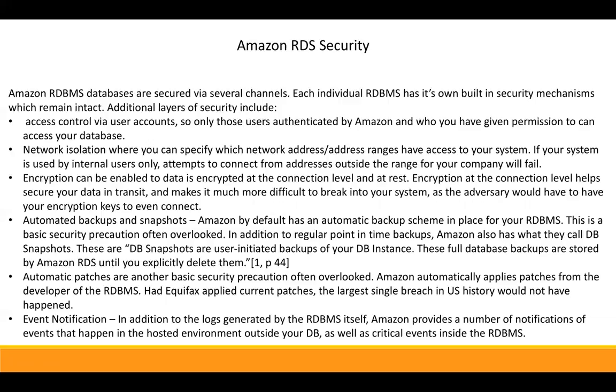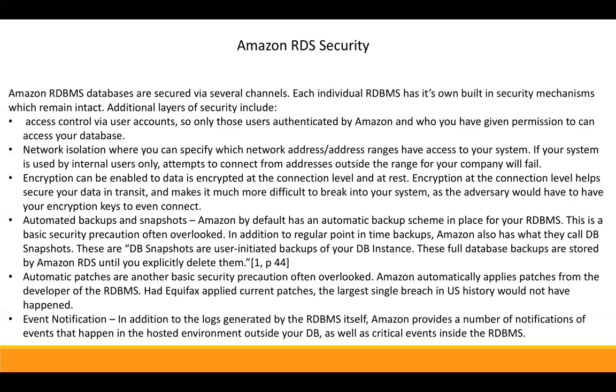Network isolation, where you can specify which network address range has access to your system. So if your system is used by internal users only, attempts to connect to the database from outside the range of your company will fail. Encryption can be enabled so data is encrypted at the connection level and at rest. Encryption at the connection level helps secure your data in transit and makes it much more difficult to break into your system, as the adversary would have to have your encryption key to even connect. It would make it quite difficult for them to do so.